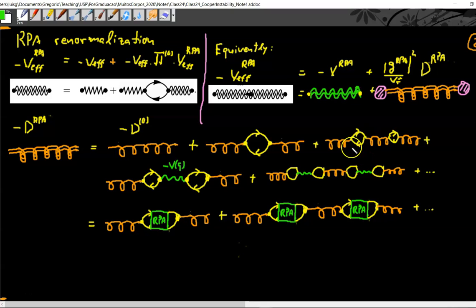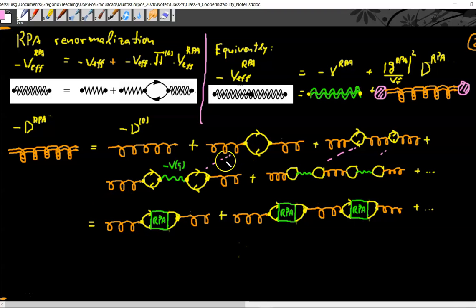And of course, here, if I have, say, three phonon propagating lines, each of these two bubbles, I can express this in terms of more bubbles coupled by interacting lines and so on and so forth. So each of these terms will generate infinitely many other terms with interacting lines, and I have to add all of them to get my RPA renormalized phonon line.